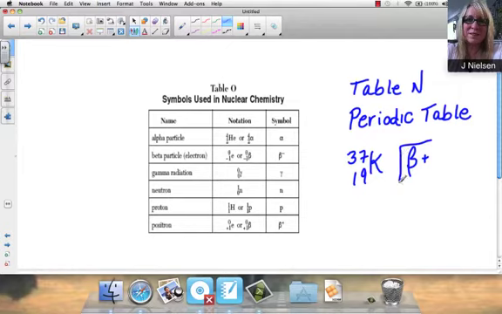Say you don't remember what B positive is. Well, you turn the page and you look in table O and you find the B positive and you see that it's a positron. And a positron is also written like this, 0 plus 1e. So it's a positive electron. So you don't have to memorize it. You can just go from table N to table O, look it up, find your particle so that you can use it in the decay equation.